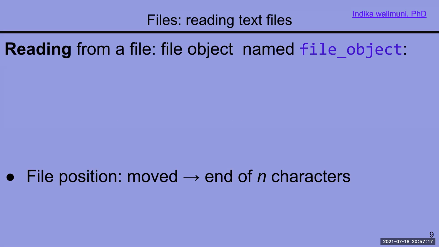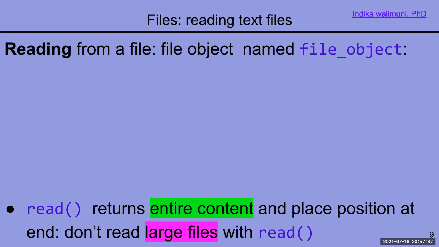Once we read n number of characters, the file position gets moved to the end of those n characters. So now it's sitting there waiting for the next read. If you don't pass any parameter to read, Python will read the entire file, the entire content of the file. So the default value for n is the entire file.